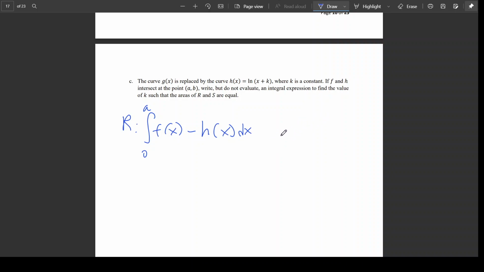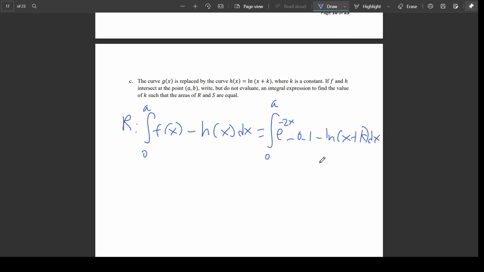And now I'm just going to plug in whatever I have. So it's going to be the integral from 0 to A. F of x stays the same. It's e to the negative 2x minus 0.1. And h of x is going to be the ln of x plus k, dx.